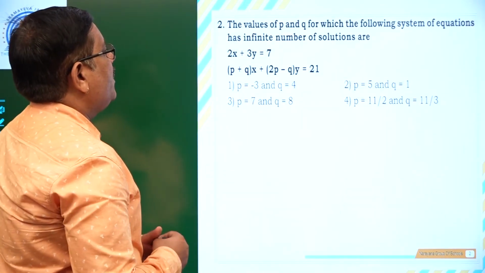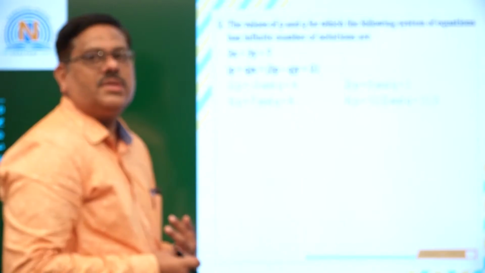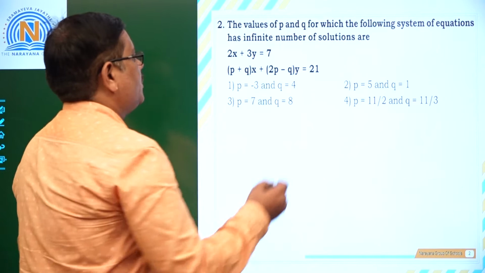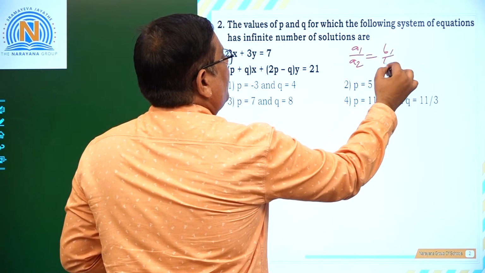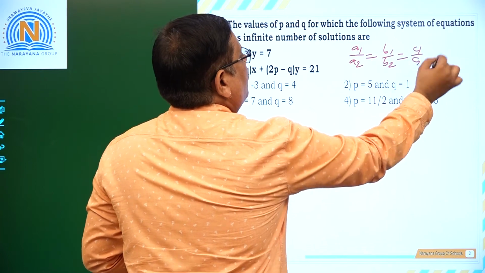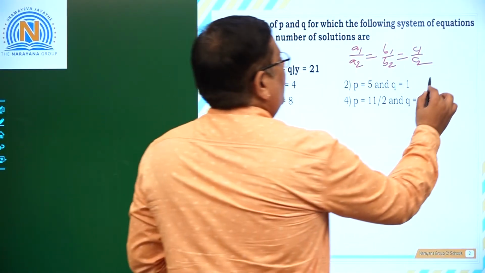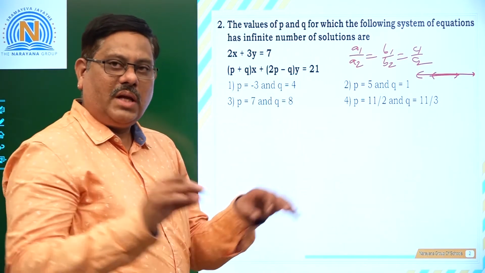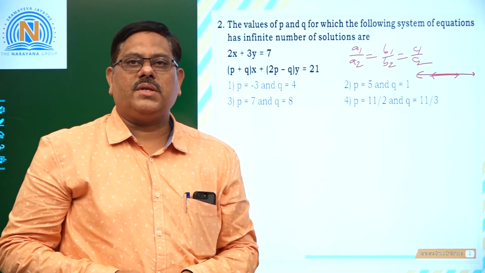The values of p and q for which the following system of equations has an infinite number of solutions. Whenever you are given two lines which have an infinite number of solutions, in that case a1 by a2 is equal to b1 by b2 is equal to c1 by c2. The lines are coincidental lines. Coincidental lines means the first line and the second line both lie on one another. That is the case where a1 by a2 is equal to b1 by b2 is equal to c1 by c2.